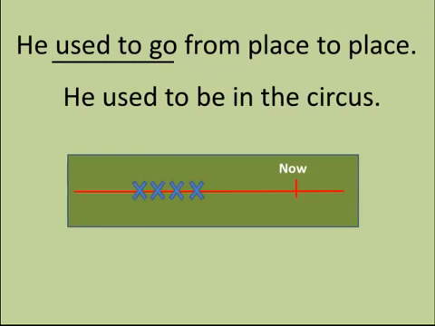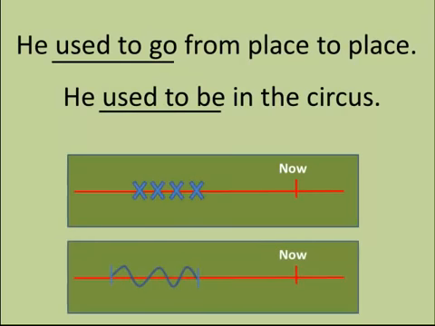The other thing we've got in there is he used to be in the circus. Now, is this something that happened many times? No. Is it a longer action? Yes. Is it true now? No. So he used to be in the circus. It's a longer action that happened in the past. It's not true now. So we use used to for habits and longer actions in the past that don't happen now. You could also ask, is this a long time ago? Well, in this case it is, and we often use used to for things that were quite a long time ago, but it doesn't have to be.